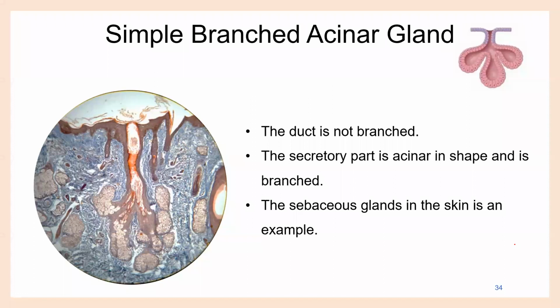Right, then simple branched acinar glands, where again the duct is not branched, but the secretory part, or the acinar part, is branched. The sebaceous glands in the skin are an example. Most of the time, the sebaceous gland opens into the side of a hair follicle. So the hair follicle is like this, and to the side you get the opening of the sebaceous gland, right? Singly lying ones can also be there, like this one. So this is the duct.